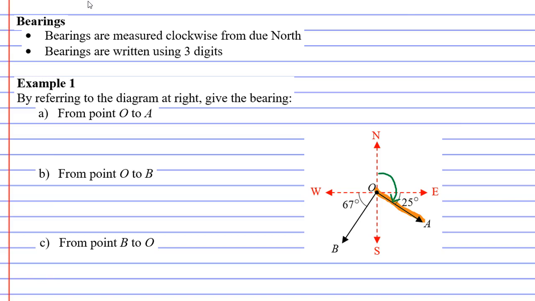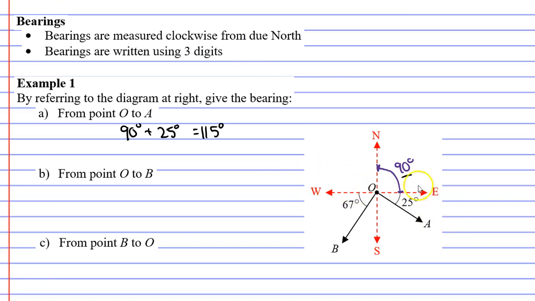Well, we know part of the angle. We know this section is 25 degrees. To finish it off, I've got to find this section from north to east, which is 90 degrees, since the angle from north to east is 90. So we've got 2 parts of our angle, a 90 and a 25 degree angle. So we just add them up. 90 degrees plus 25 degrees comes out at 115 degrees.